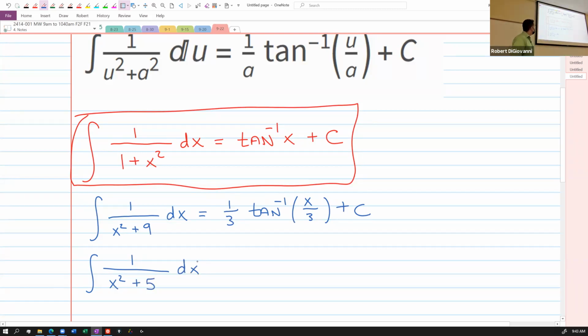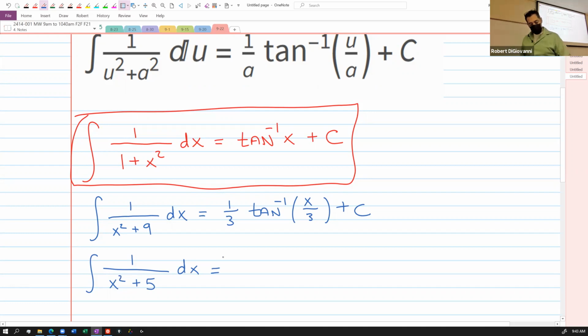Can we use the formula? We can still use it, right? But see, 5 is not a perfect square. That's okay. It's still a number, isn't it? So in this case, a would be what? The square root of 5, right?